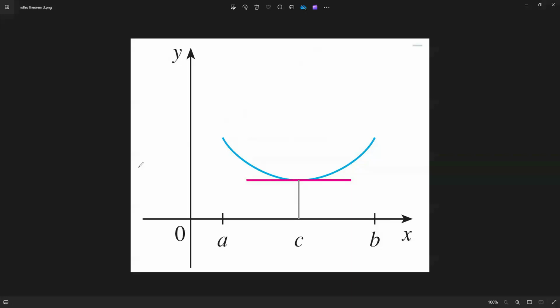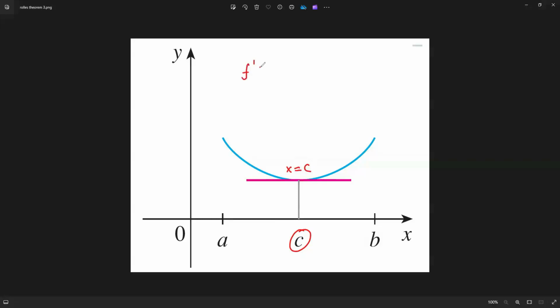So definitely there must be a value for x between a and b at which the tangent line has to be horizontal. So here we have a value c between a and b, at x equal to c, where the tangent line is horizontal.